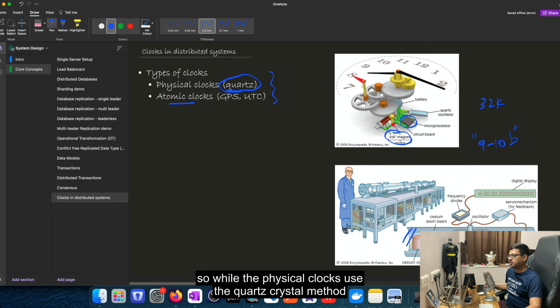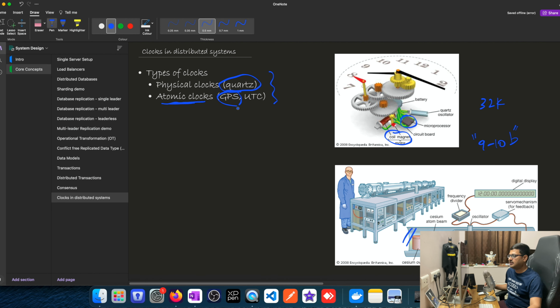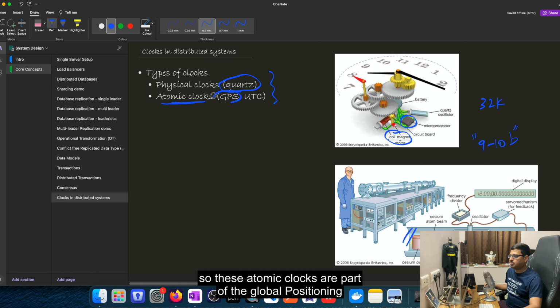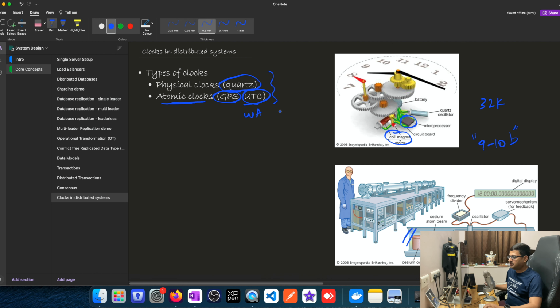While the physical clocks use the quartz crystal method, they are reliable for everyday usage. We need more accuracy in terms of computing systems, and especially for distributed systems, this is where we can make use of atomic clocks. These atomic clocks are part of the global positioning systems, which are satellites hovering all over the earth, giving us more information, and they make use of these atomic clocks. And whenever we talk about UTC time, the universally coordinated time, this is simply the weighted average of many atomic clocks around the world, and they keep in sync with each other to make sure that we have the best of accuracy, right? So these are the two types of clocks that are available.